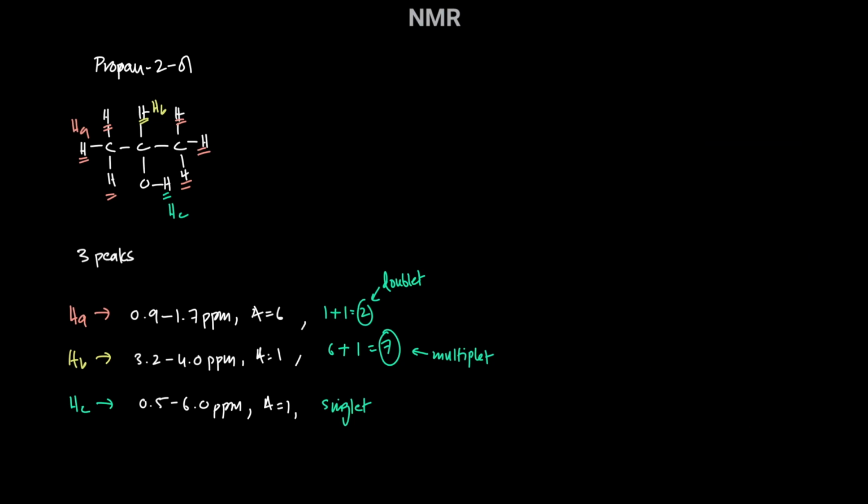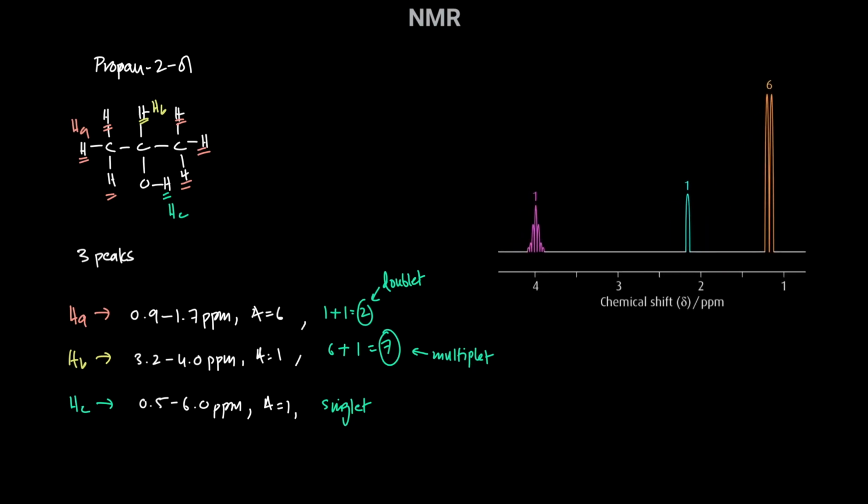So then if we take a look at the NMR spectrum, right, what we see is a peak for HA, 0.9 to 1.7 parts per million. The relative area is 6, and the splitting pattern is a doublet. Okay, so this is HA.